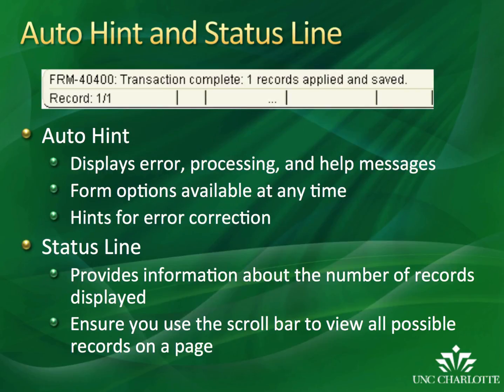The auto hint line is the gray line at the bottom of the screen. This is where the system will display error, processing, and help messages. If Banner doesn't respond to your commands, check this line for instructions on how to proceed. The status line is also displayed at the bottom of a form and provides information about the number of records displayed and whether all records have been displayed. Make sure you use the scroll bar to view all possible records on a page before moving on.